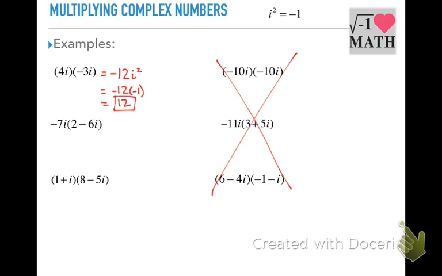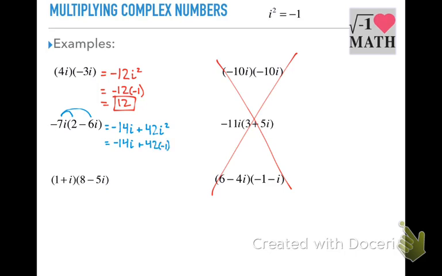How about an imaginary number times a complex number? Well, this would require us to do distribution. Negative 7i times 2 is negative 14i. Negative 7i times negative 6i, that's a negative times a negative, which will be a positive 42i squared. But here again, that i squared is equal to negative 1, so we make that substitution.